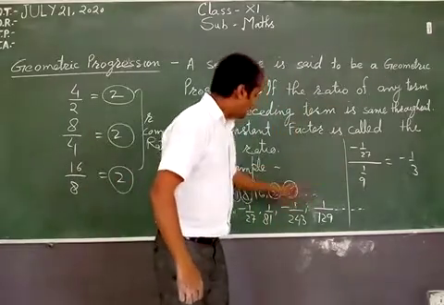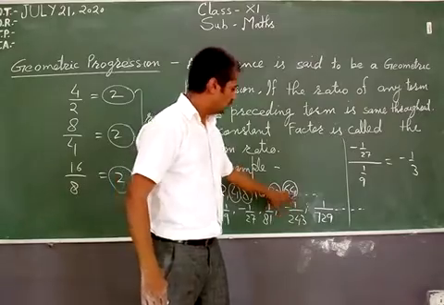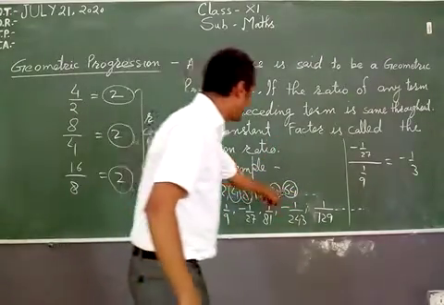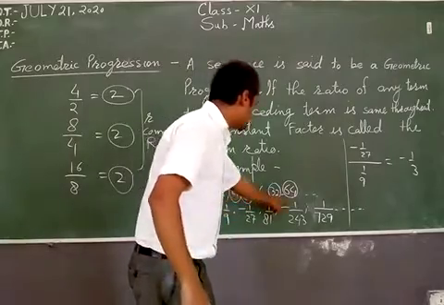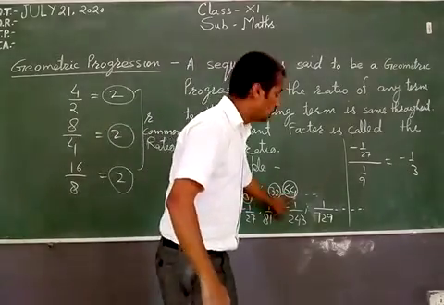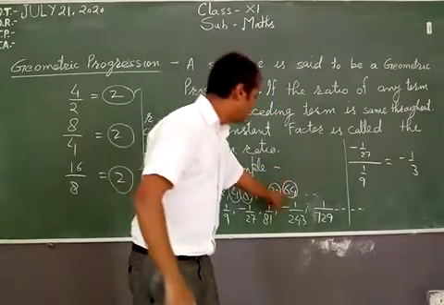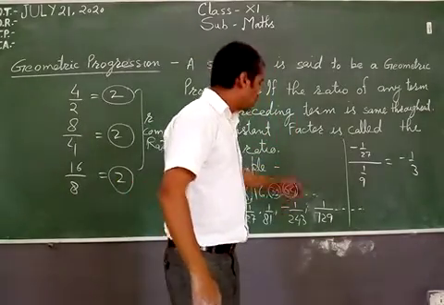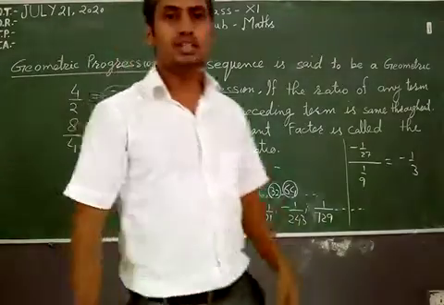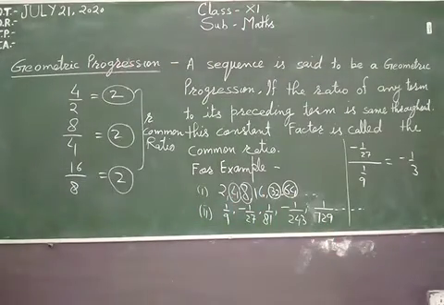To find the next term, again multiply by 2. 2 is the common ratio and 64 is the sixth term of the given GP: 1, 2, 3, 4, 5, 6. To find the 7th term, we multiply by 2. Now we will discuss more series.